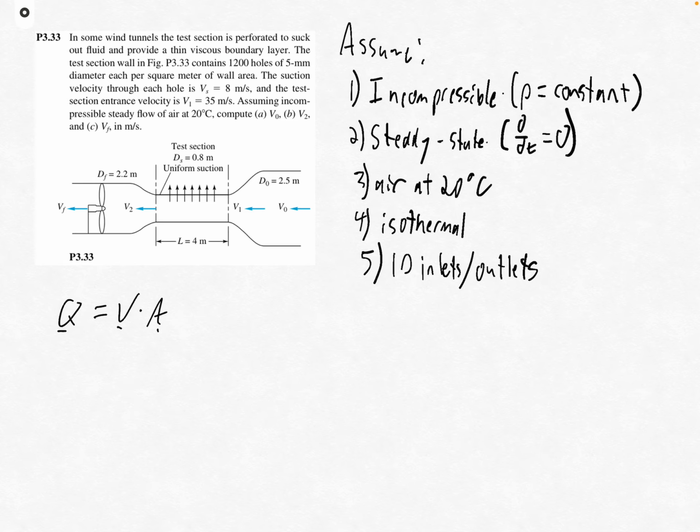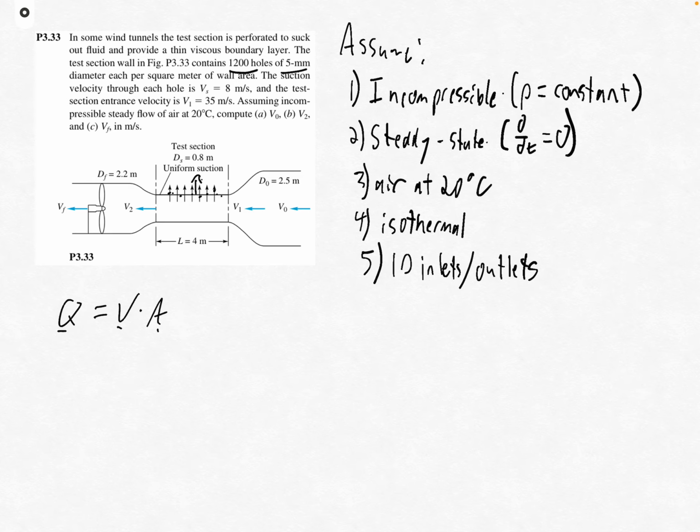The only tricky part here is going to be dealing with the suction out of the suction holes. We said in this problem there are 1,200 holes that are 5 millimeters diameter, each per square meter of wall area. So we're going to have to deal with that, and that's going to be an additional flux that's moving out of this control volume that we have to keep track of.